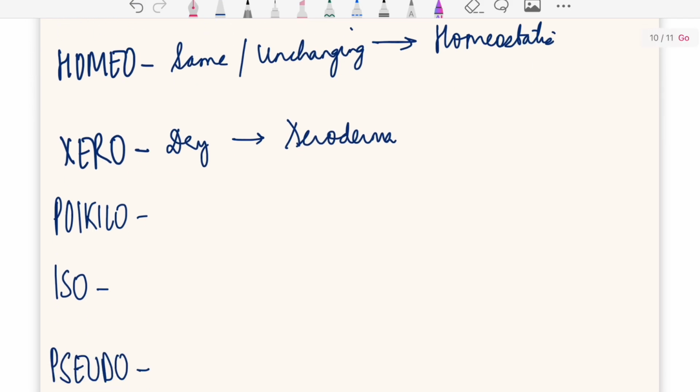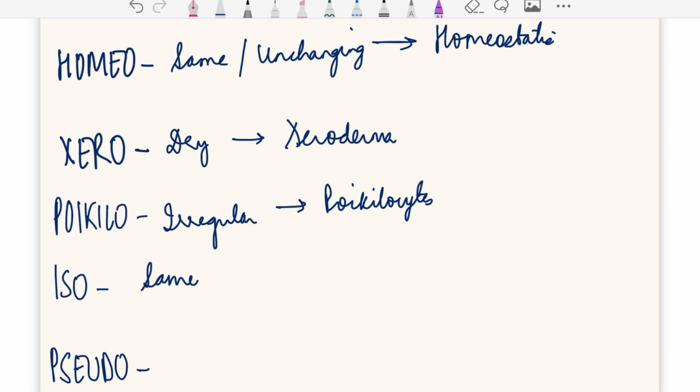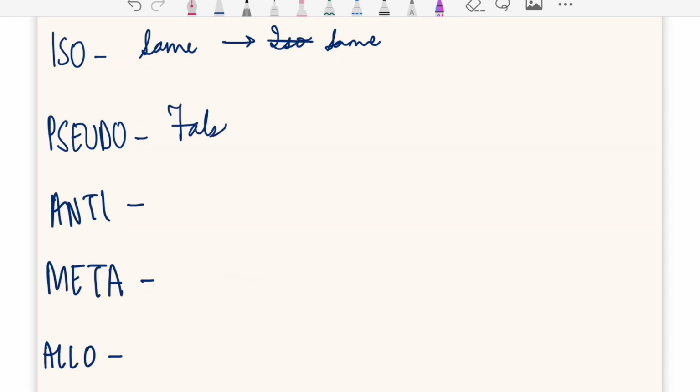Now we have poikilo. Poikilo means irregular. So, for example, we have poikilocytes. It refers to the cells which are irregular in shape. Now we have iso. Iso means same. For example, isotonic. I guess you're familiar with this word. You have read it in your class 11th and 12th. Pseudo refers to false. For example, pseudocyst. A pseudocyst is a cyst which lacks an epithelial lining.